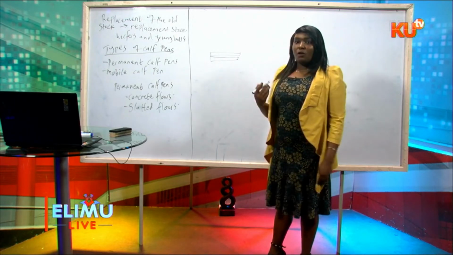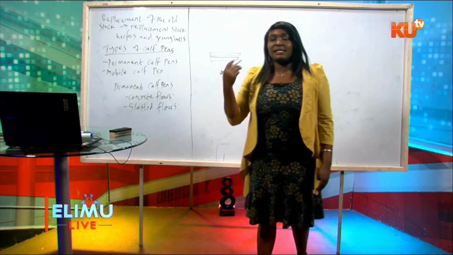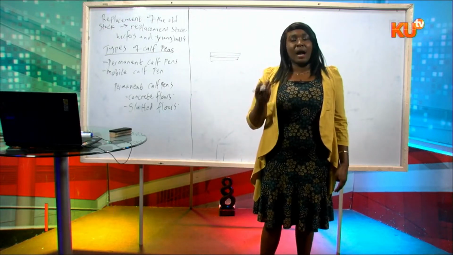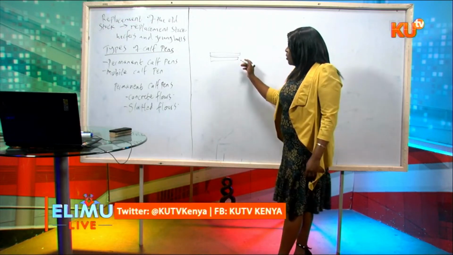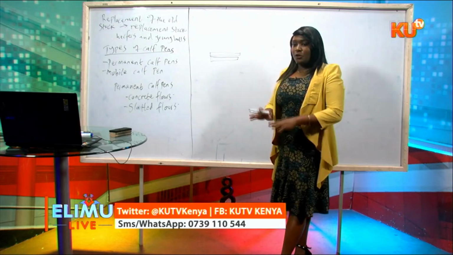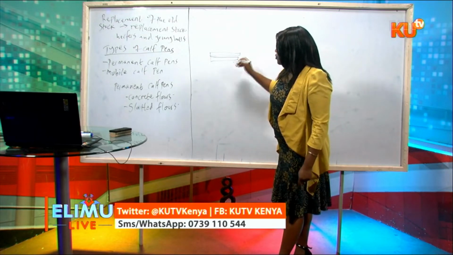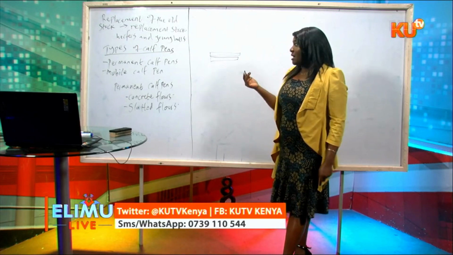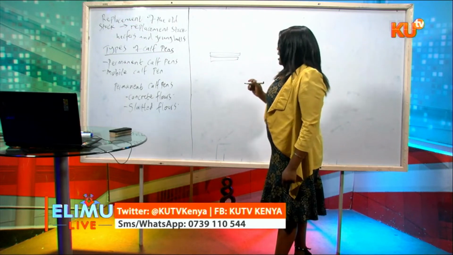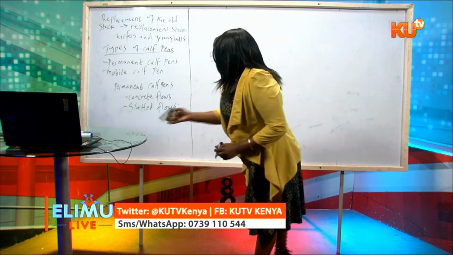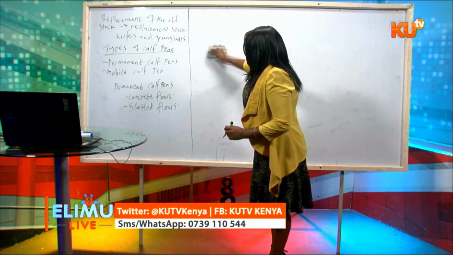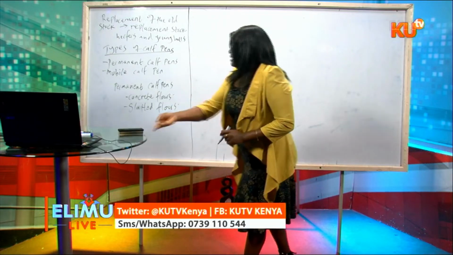The concrete one, of course, is where you mix the sand and the ballast to come up with the final concrete, and then you put it on the floor as you construct the calf pen. So those are the permanent calf pens. They are two: we have the concrete and the slated.